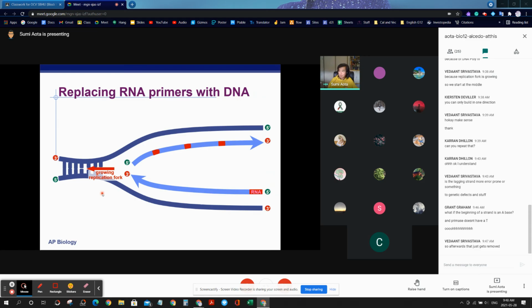You then have to replace the primer, because you can't leave RNA in the nucleus. So you have to remove the RNA and replace it with DNA. So ligase will come along. Ligase comes first, spot welds everything together. Then we'll use a different polymerase, DNA polymerase 1. And poly 1 will replace RNA bits with DNA.